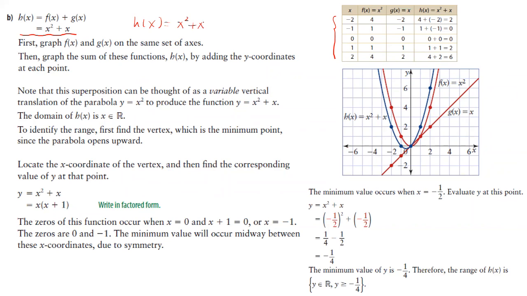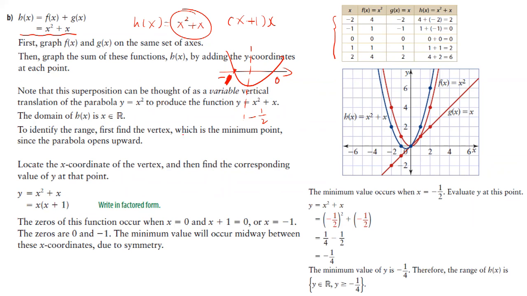We know that x squared plus x is a parabola, right? Which is x plus 1 times x. So this is a parabola that opens up and has two zeros. One of them is -1 and the other one is 0. So the line of symmetry is x equals -1/2, right? So this is a sketch of the new function.